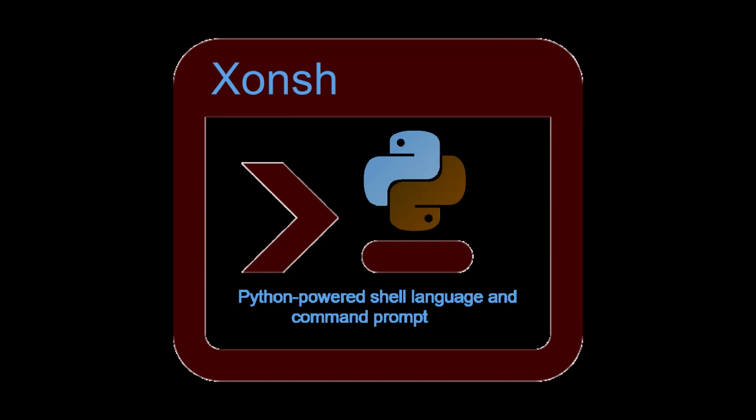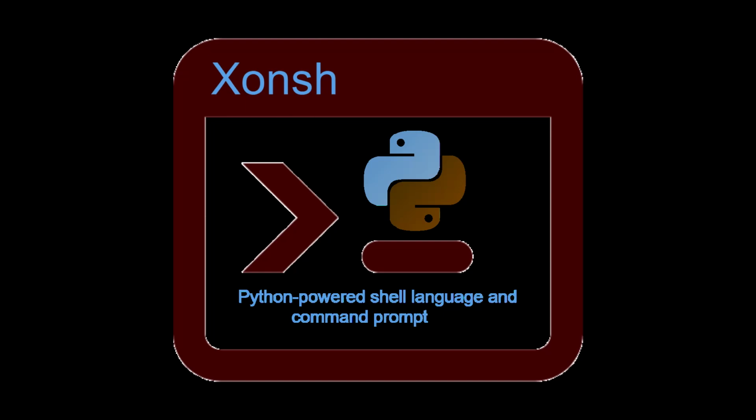Xonsh is a shell language and command prompt that is based on Python. It has extra features that make it easy to work with sub-processes, the environment, and the file system. Xonsh works on all major systems including Linux, OS X, and Windows.